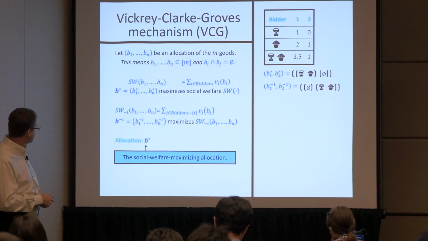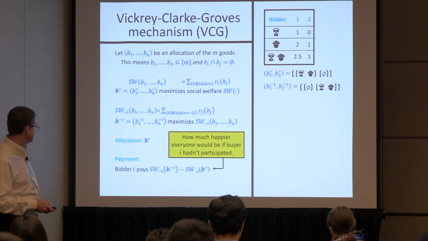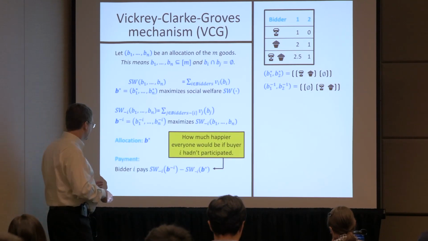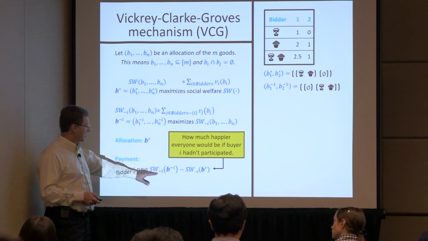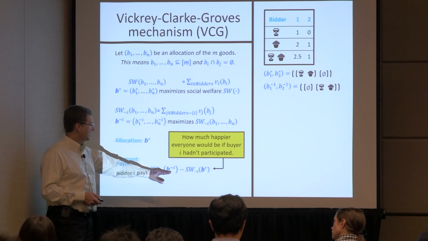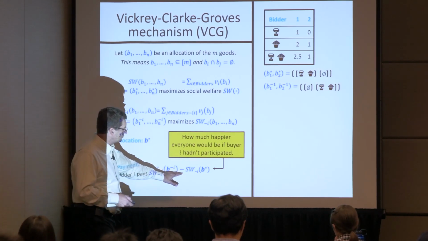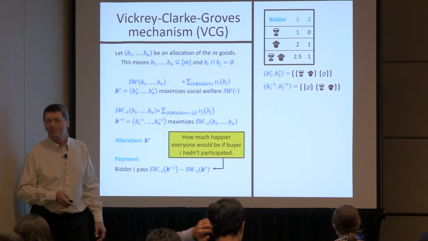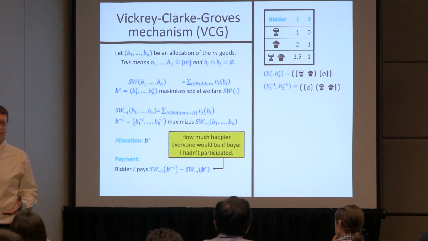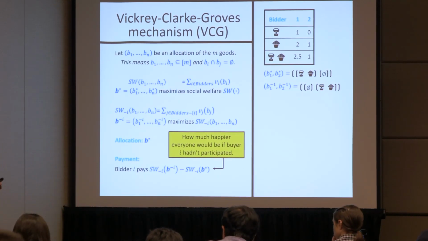So in the VCG mechanism, we pick the allocation that maximizes social welfare, and then the payments, many of you probably know this already, look at the social welfare of the other bidders under the allocation that would have happened if I had stayed at home, minus the social welfare of the other bidders given that I participated. So it's like you show up in the auction as a bidder, you're taking value away from the other bidders because of it, and you have to pay the amount of value that you take out from their pocket.